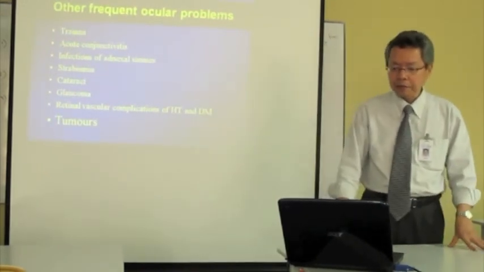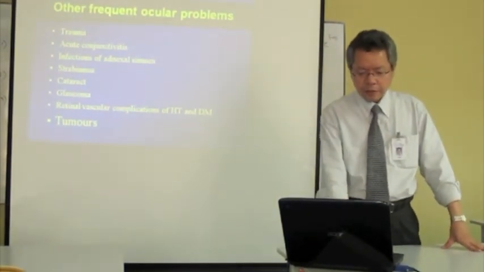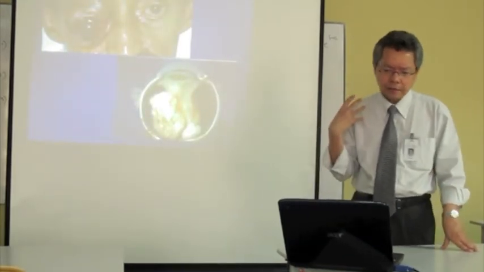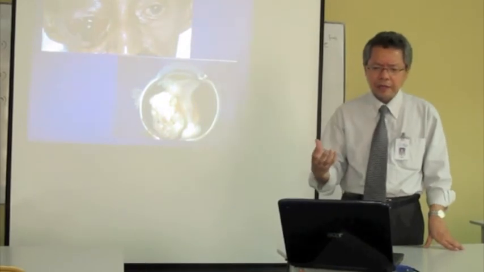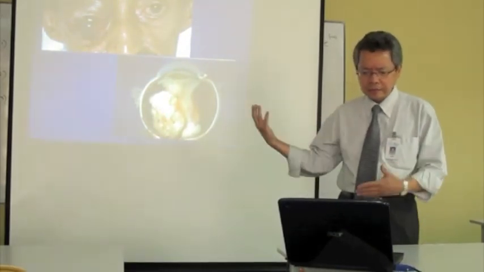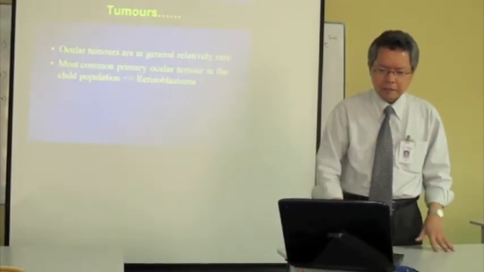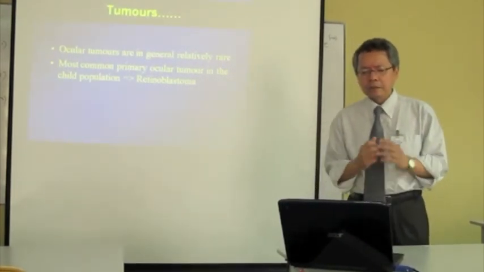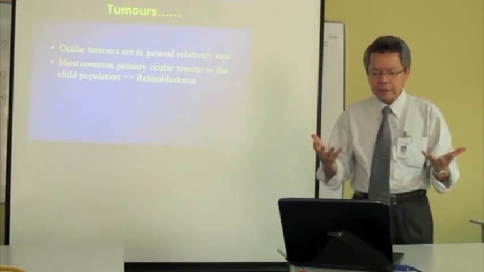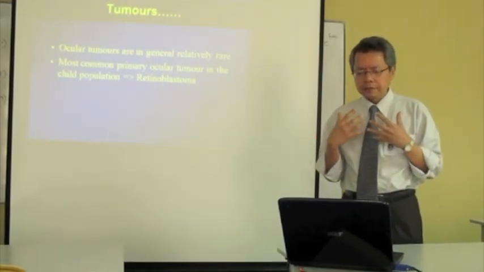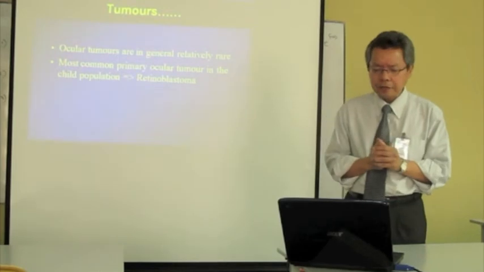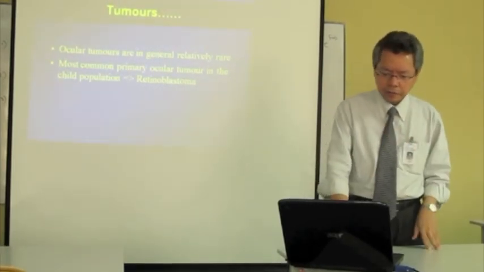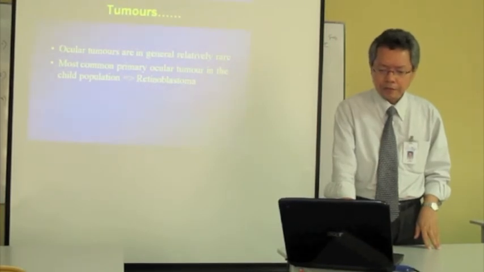Right, last but not least, we're going to look at some tumors. They're not awfully common, but you can see gory pictures of cancers of the eye. There are pictures of them in textbooks, but really ocular tumors are rare. And the most important point that I want to put across here is in the child population, retinoblastoma, or cancer of the retina, is the most common primary ocular tumor in the child population.